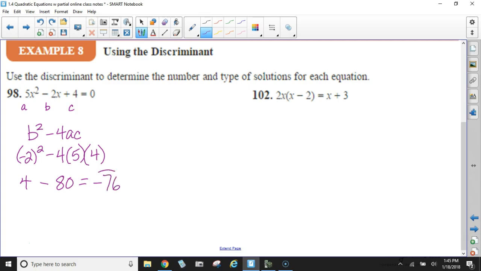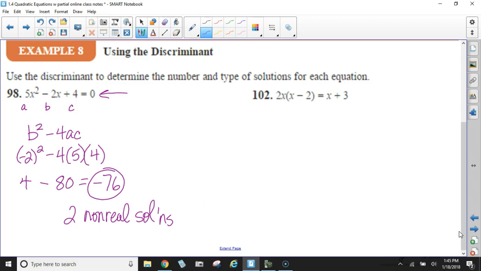Okay, that's not the solutions to this equation, but we do know, since we did get a negative discriminant, if we would go through the process of finding the solutions, we would get 2 non-real solutions. Okay?